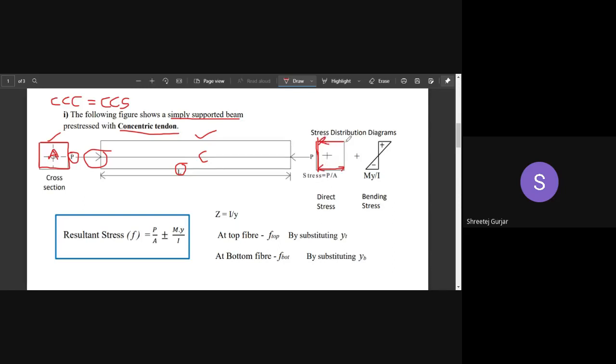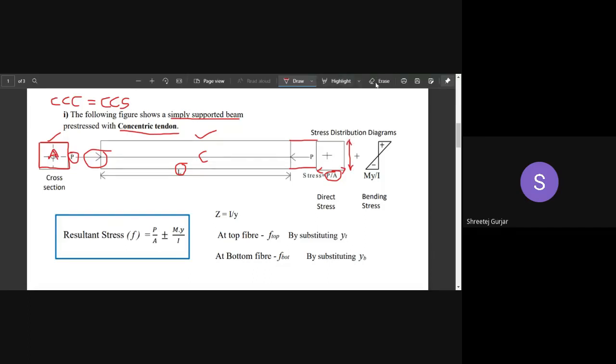You can see it is equal at the top fiber and bottom fiber. Hence, what we get is a rectangular type of stress distribution, which is having width of P by A. This value is nothing but P by A, and this is the depth of your section.